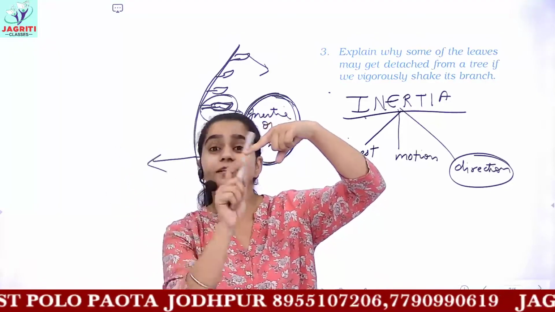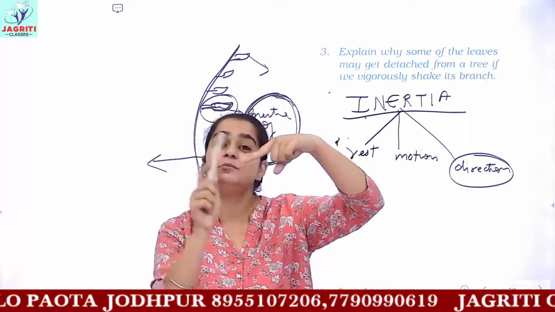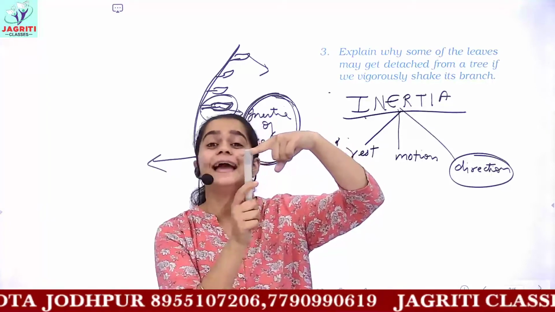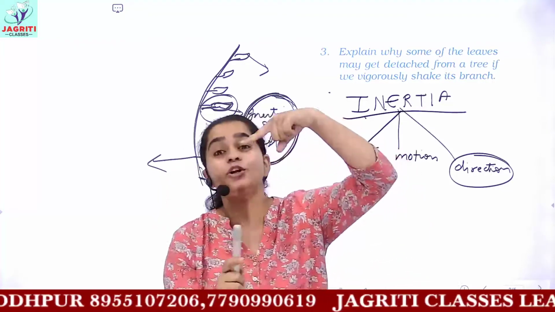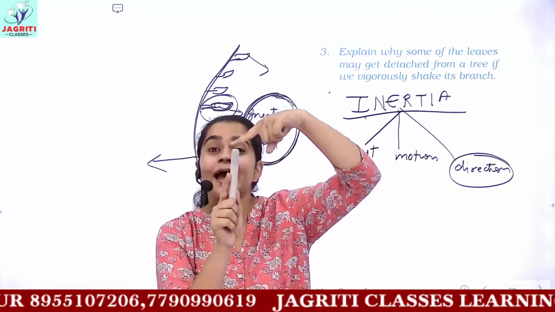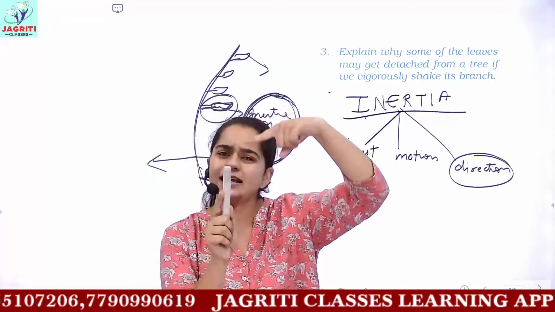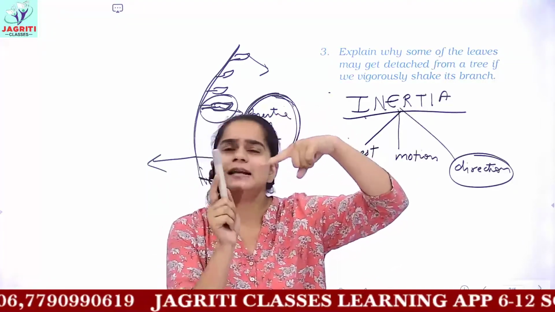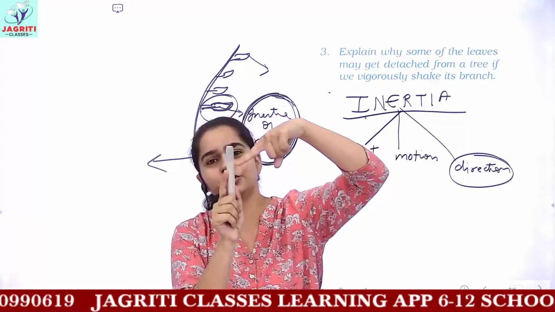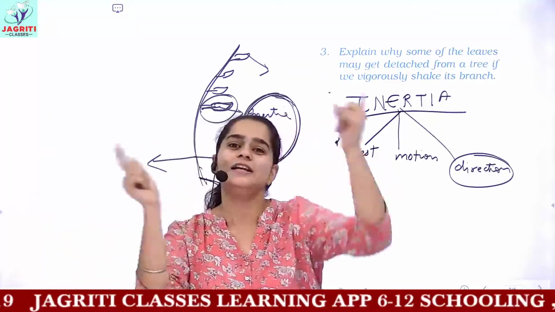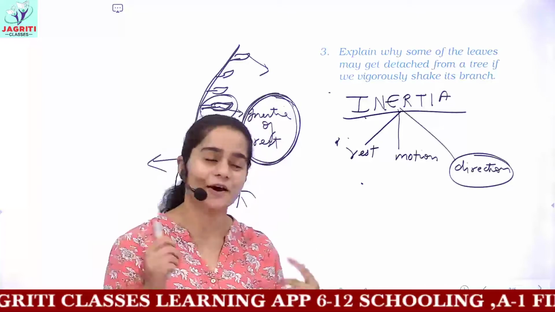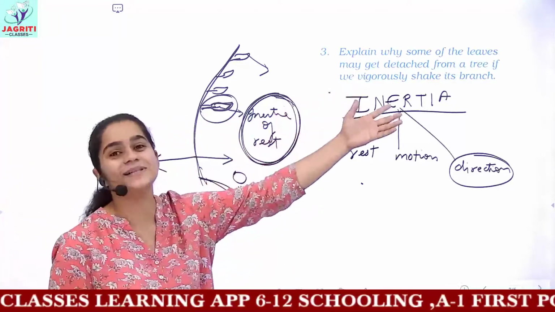So when you shake, the branch will definitely move, but the leaves, because they have the inertia of rest, would try to maintain their position. We can say they are lazy, they want to remain at the same position, but we are moving the branch, so the leaves get detached, the leaves break down. So this would be the answer to the question.